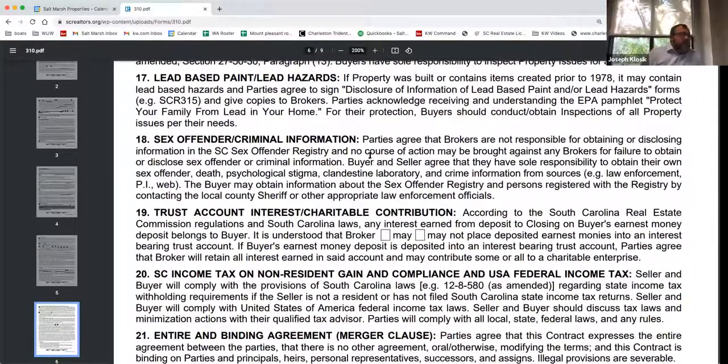17, lead-based paint. Basically, if the home was built prior to 1978, you do have to have a disclosure signed by everyone regarding lead-based paint. Sex offender criminal information, any of that information, the brokers are not responsible to provide that. So if the buyers or sellers are interested in that, they do need to go to public record.